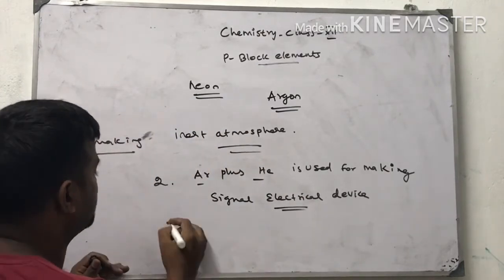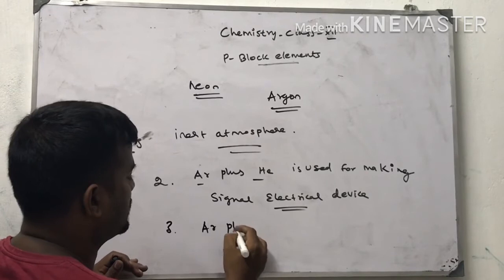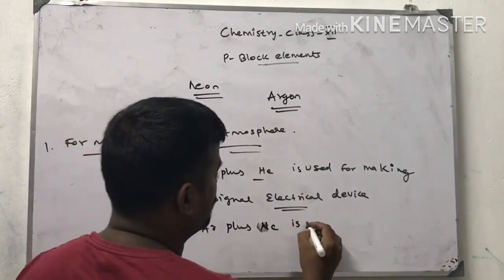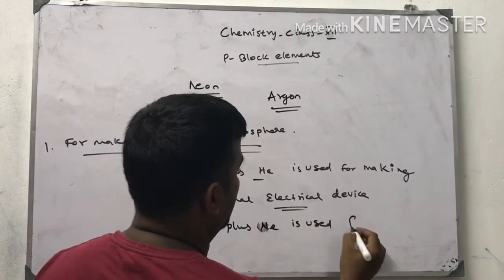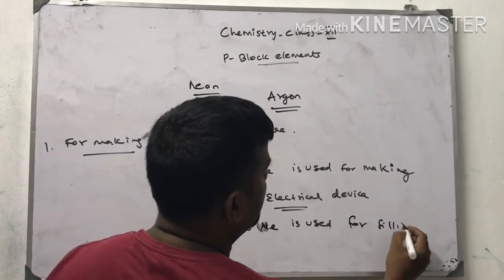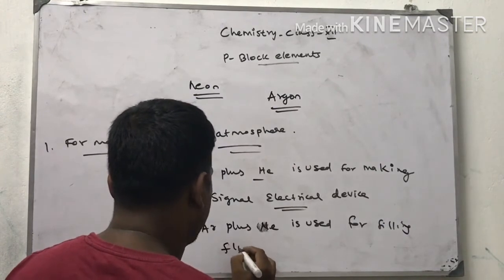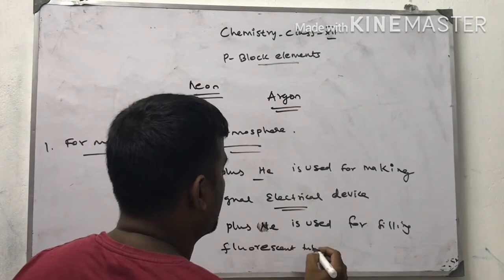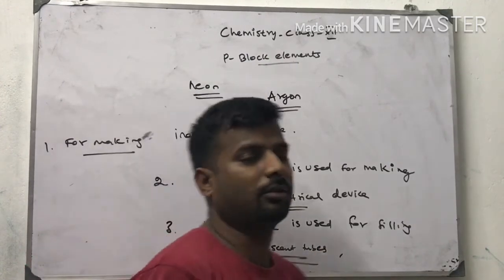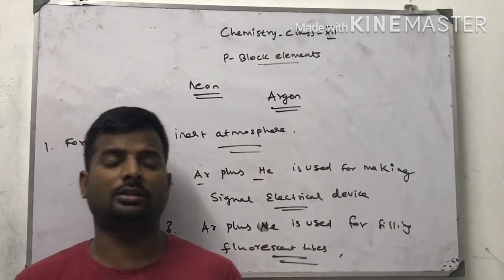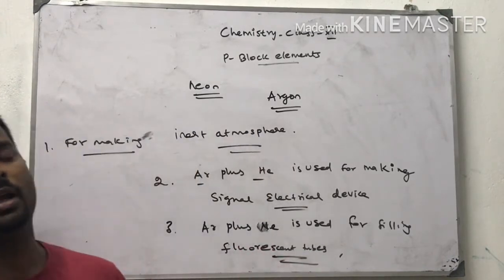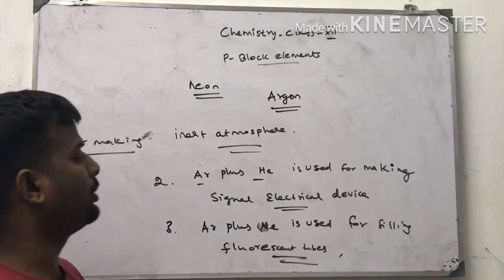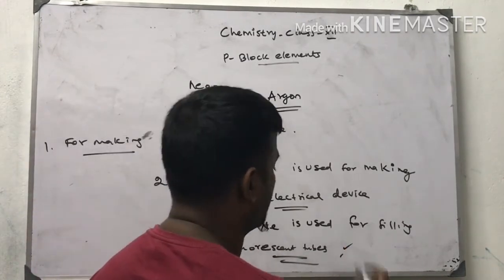Third one is an argon plus neon mixture, which is used for filling fluorescent tubes. Decorative, it will be lustrous. The fluorescent tube is highly lustrous. So an argon plus neon mixture is used for filling the lustrous tubes.